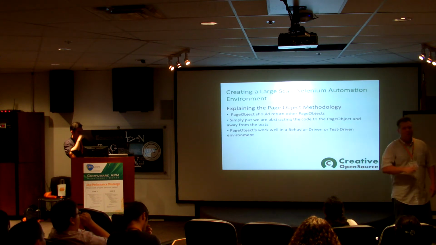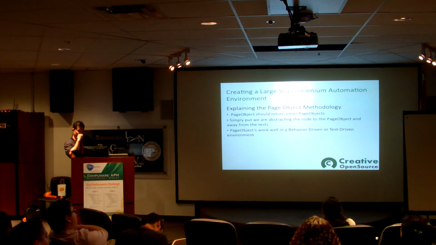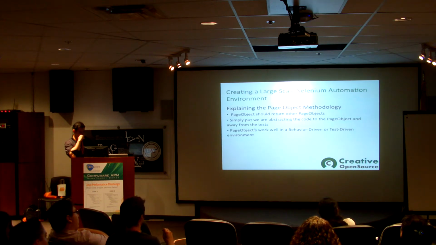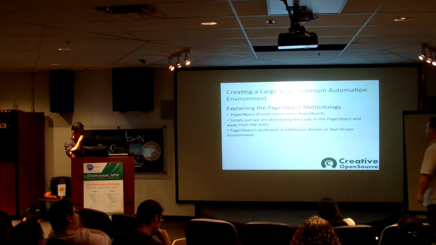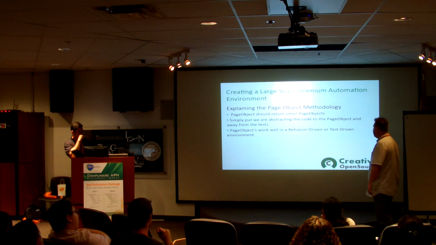Page objects should always return other page objects. Otherwise, you then have to get into the actual underlying code between your page objects. So if I'm clicking a save button on a page, let's say I'm buying something, I fill out my billing information and hit save, that should take me to a receipt. So it's one page object to another page object. Otherwise, I'm going to have to put code in between to get to that next page object. We're abstracting all of the page objects away from the test.